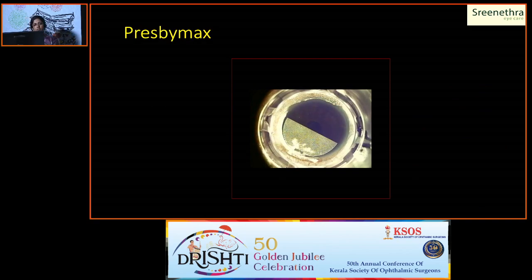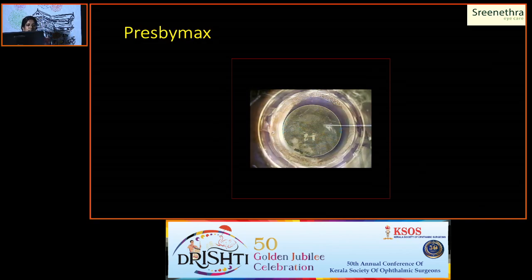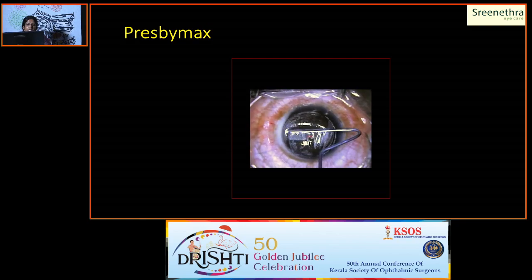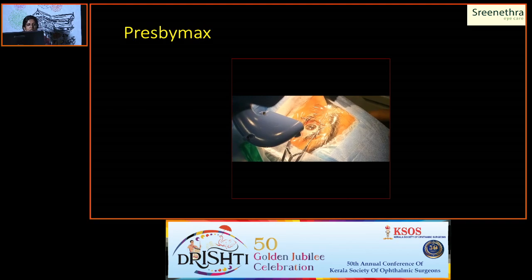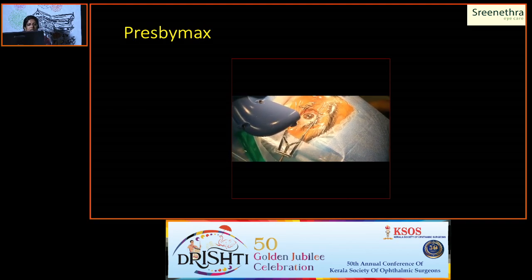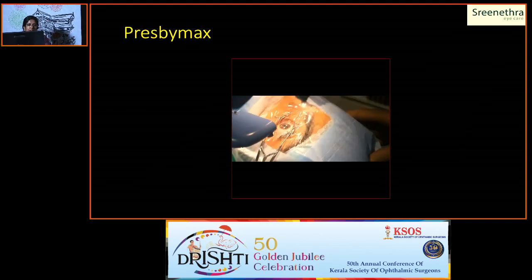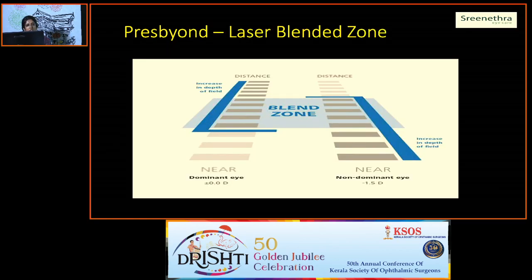Now coming to the laser vision corrections, the options are Presbymax, and here, with the help of a femtosecond laser, we are raising a flap, and we are applying the excimer laser to create a central or a peripheral Presbymax. The other option is Presbyon. It's also a newer option where we make the dominant eye for distance vision, and the non-dominant eye for near vision with a blended zone. That will give a more compromised vision.